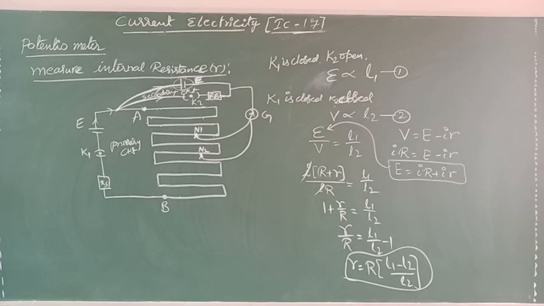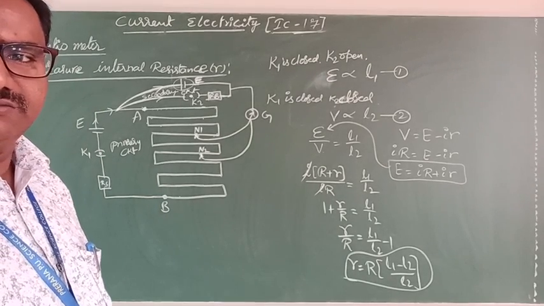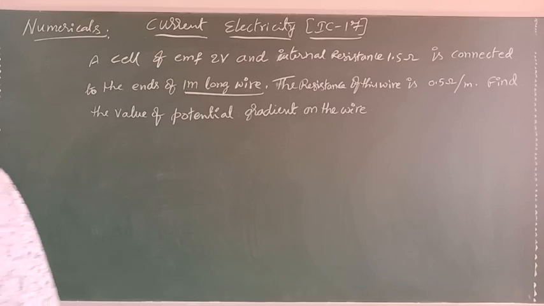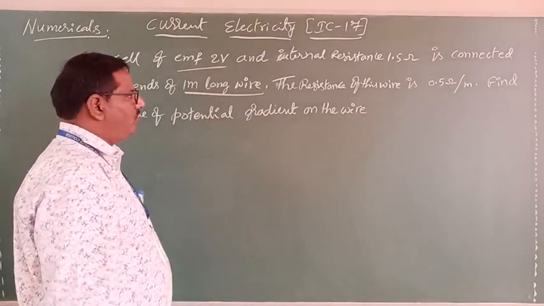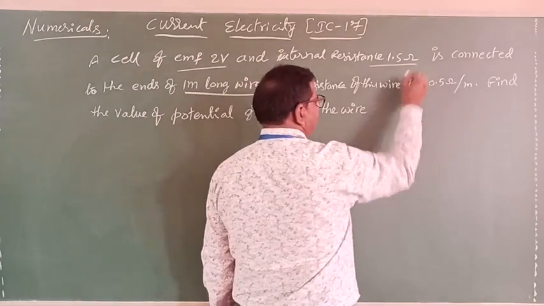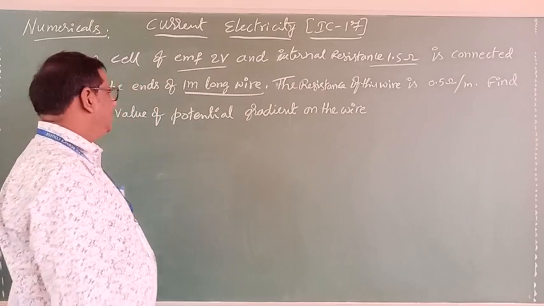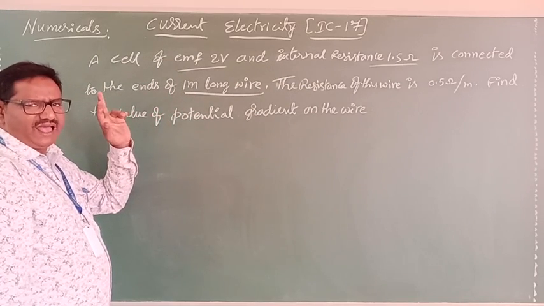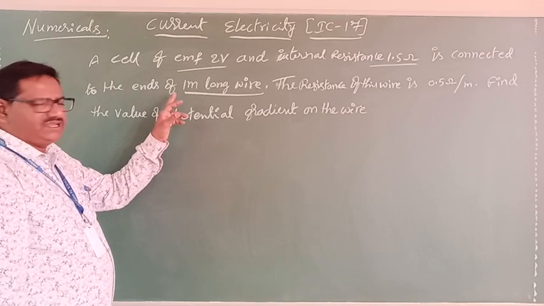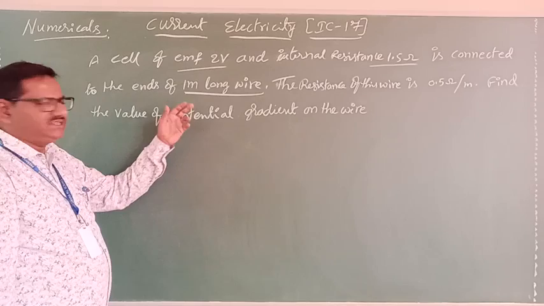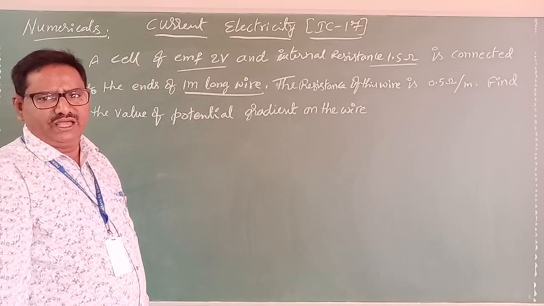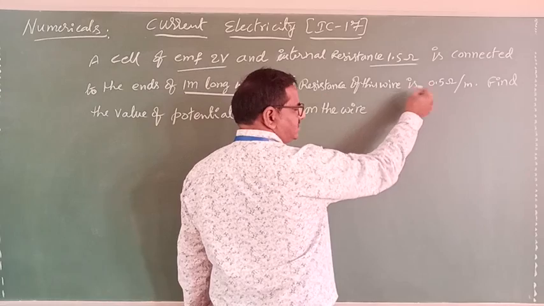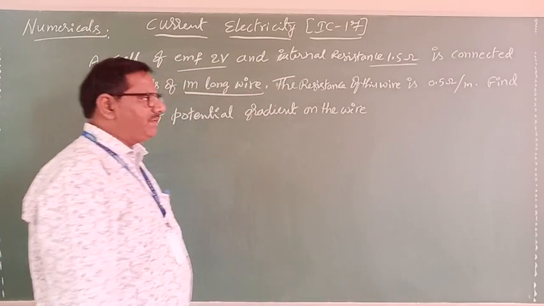Now, according to these concepts, we discuss some numericals. See here, in this numerical, the EMF is given, how much? 2 volt. And internal resistance how much? 1.5 ohm, connected across the ends of a 1 meter long wire. Actually a potentiometer has a 10 meter long wire, but in this numerical they considered only 1 meter of wire. The resistance of this wire, how much did they give? 0.5 ohm per meter.